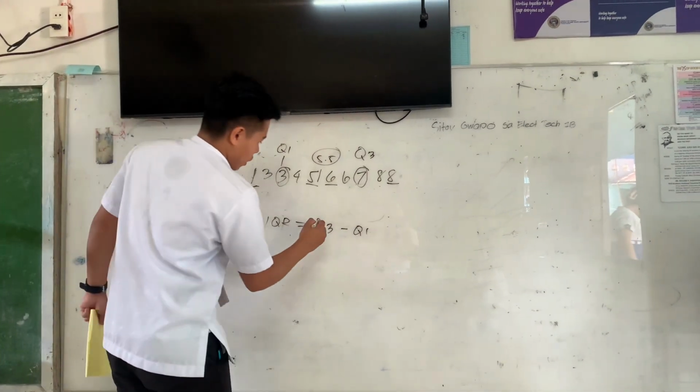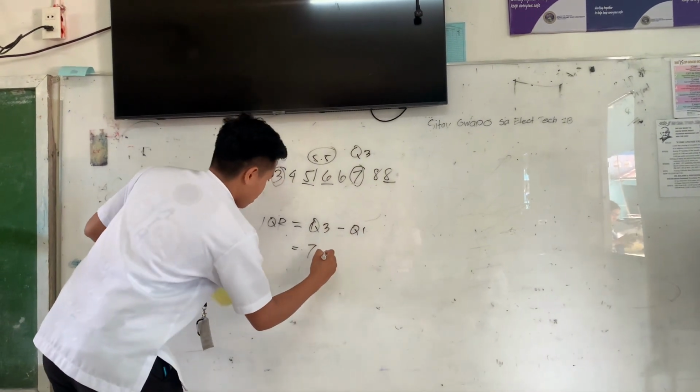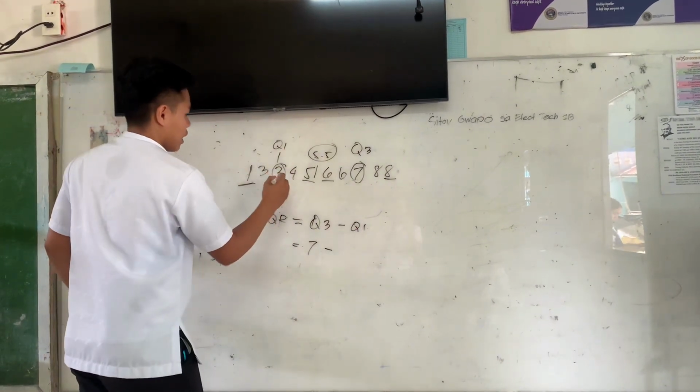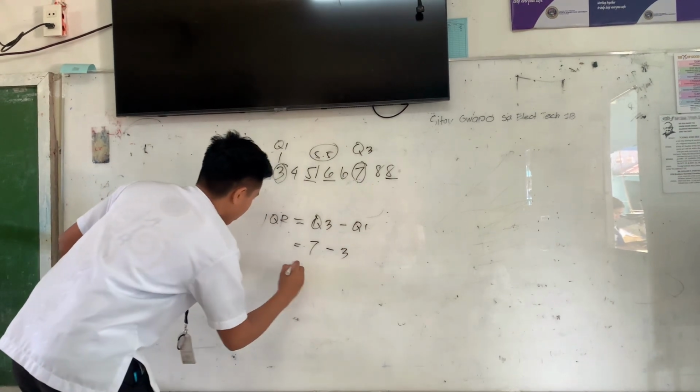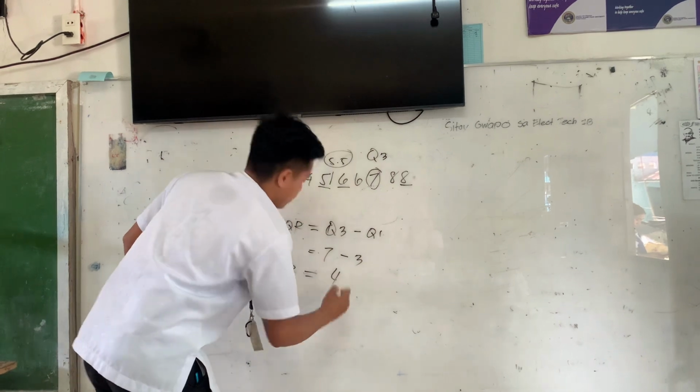Remember our interquartile formula. Our quartile 3 is 7. So 7 minus quartile 1, which is 3. So our interquartile range is 4.